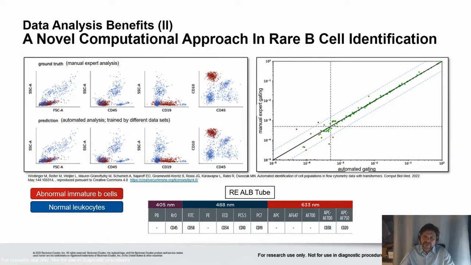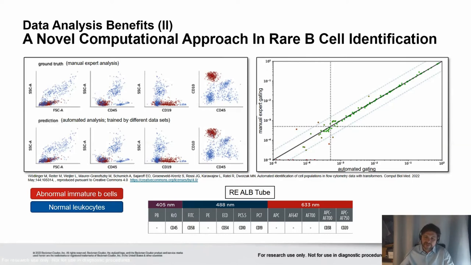I think it is important to mention that the training for this algorithm was done on a data set that had not included the one that we see analyzed here. So this data was acquired with the REALB tube, 7 markers, dried, again, unbreakable. You could not forget to pipette a marker or pipette the wrong volume. It's just there. You just have to add the samples.